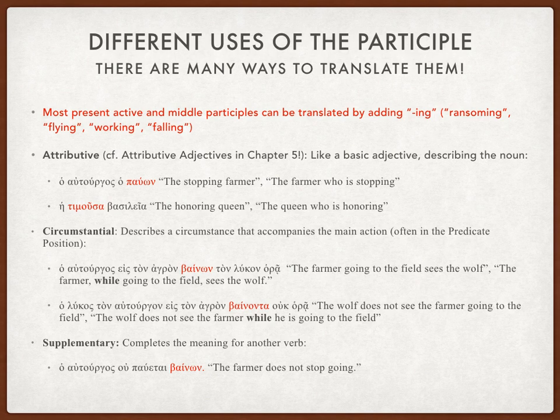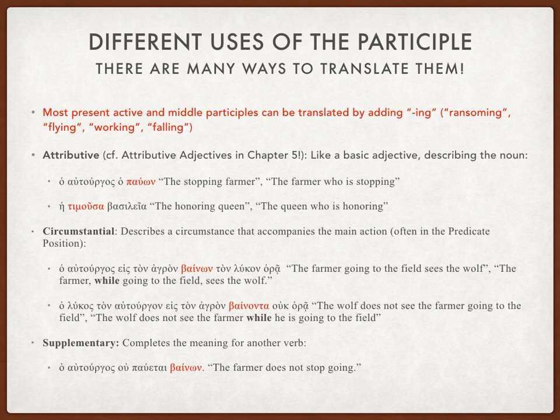And then finally, you've seen a couple examples of these, and again, if you translate a participle with -ing, you can usually get the meaning across no matter what, but sometimes participles can complete the meanings of other verbs. So for example, pauomai, if I stop myself from doing something, I'm often going to see a participle going with that idea in a Greek sentence.